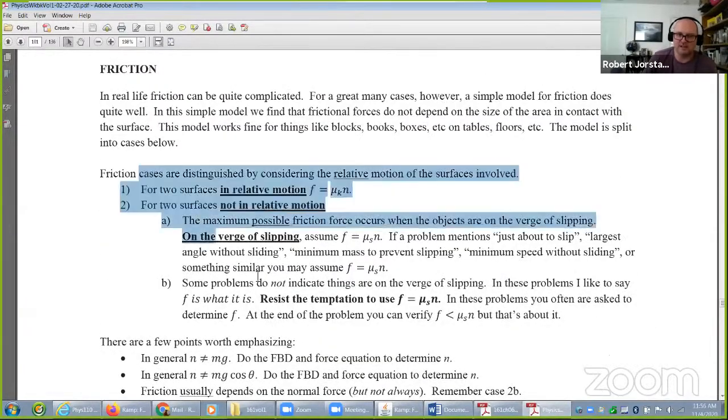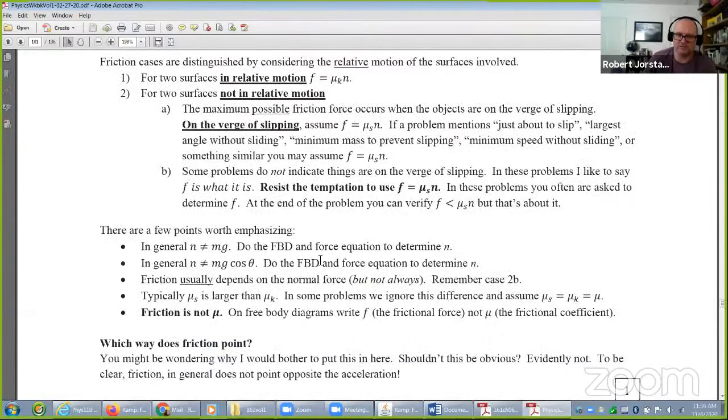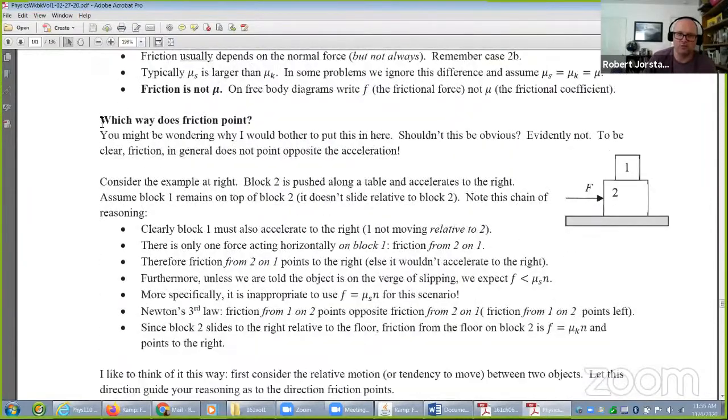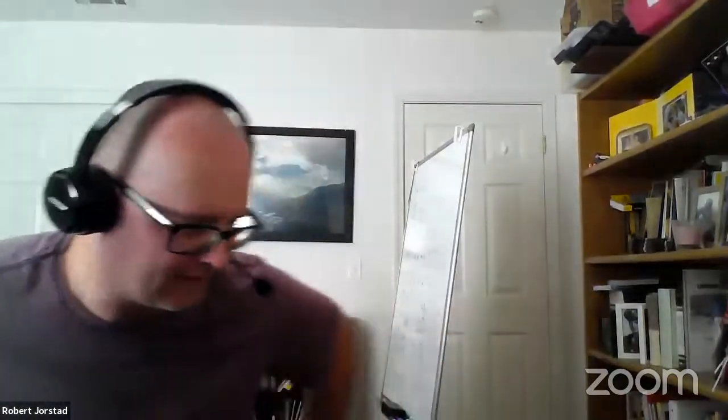One is the different possible equations that can be used for friction, discussed right here at the top of the page, with a few points worth emphasizing. And then, which way does friction point? Shouldn't it be obvious? Evidently not. After teaching this class for many years, it is not obvious to students at first. Jay, what do you have to say about friction, and do you have any advice for them as they enter the world of friction?